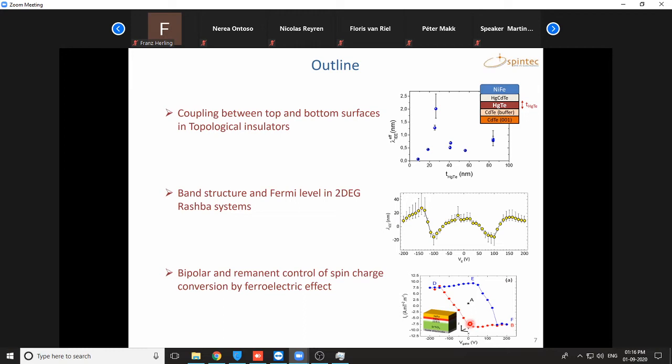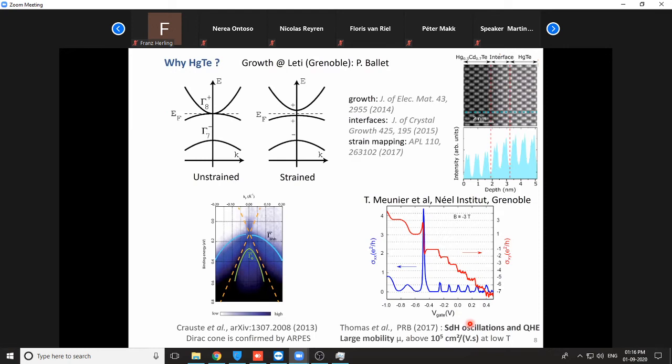The topological insulator I will present today is mercury telluride. Why mercury telluride? Mercury telluride is a material that is well mastered in Grenoble, at Leti, with Philippe Ballet. It has an inverted band structure, and if you induce a strain, like by growing it on cadmium telluride, you open the gap. They have identified by ARPES that there are Dirac cones. Here is a TEM image and an STM image of the sample.